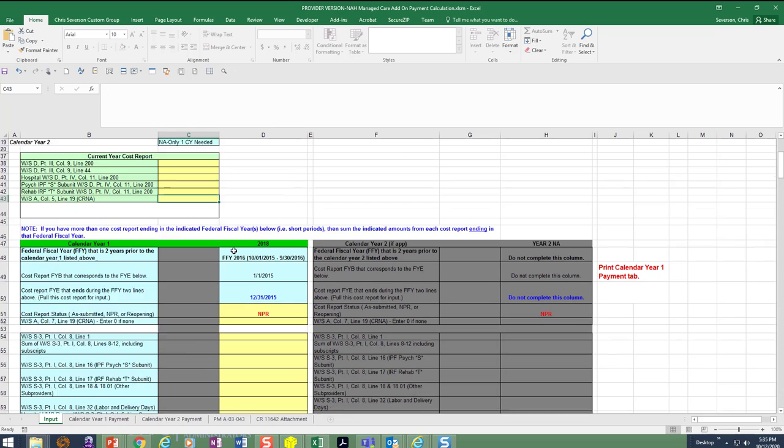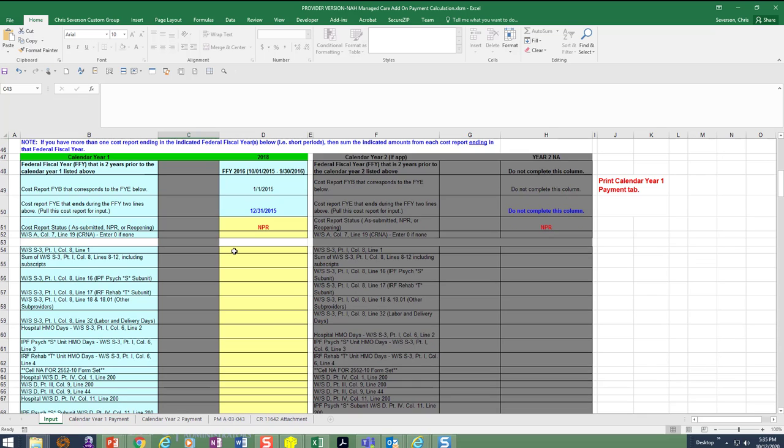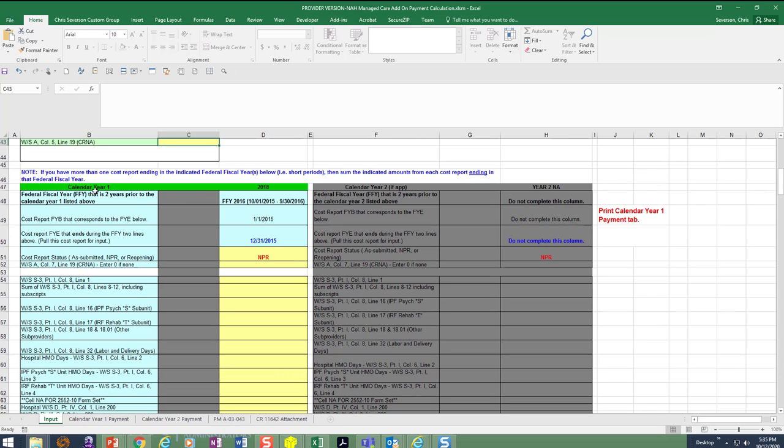And then if we get down to the bottom of this, you'll see that it asks for your calendar year 1 cost report that was identified, and it'll tell you which one that is, and calendar year 2 if it's needed. It's going to be grayed out if only one cost reporting period is needed, only one calendar year is needed, then calendar year 2 will be grayed out.